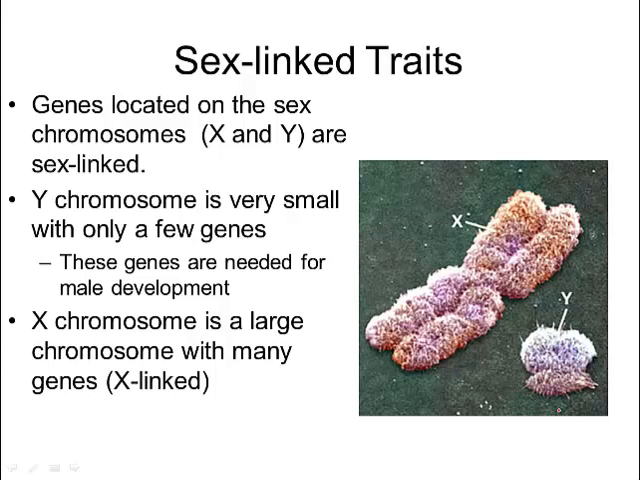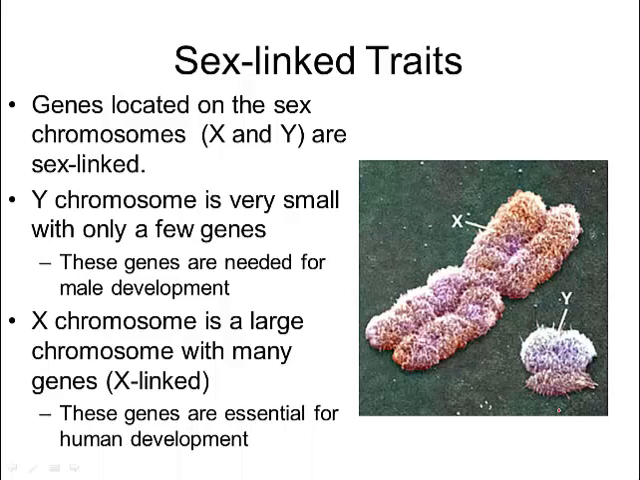Whereas the X chromosome is a very large chromosome, it's one of our largest ones, and it has lots and lots of genes on it. We call it X-linked. And those genes that are on your X chromosome are essential for human development. So it is not possible for a person to be born without an X chromosome. You have to have the X chromosome in order to survive. There are people that are born with only one X chromosome and no Y, and we'll talk about these different kinds of mutations, and they can still survive as a human being because they have the X chromosome. There's never been somebody born with just a Y and no X, because the Y does not have all the genes essential for human development on it.